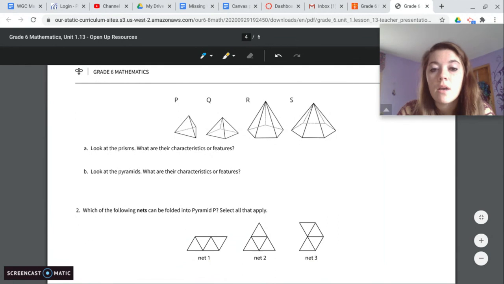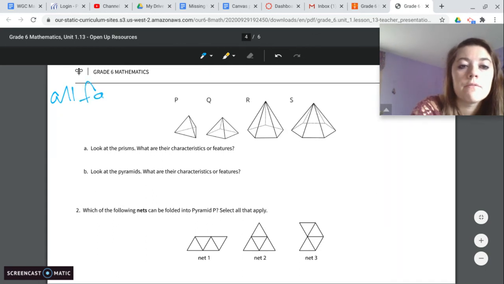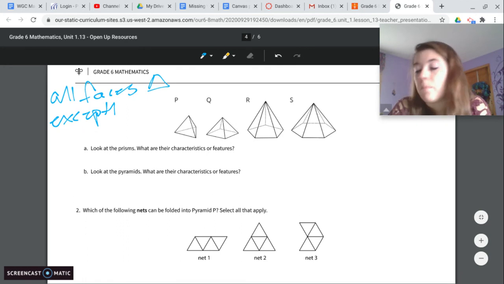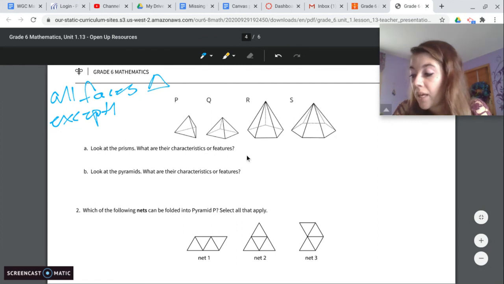Now the pyramids, what are their characteristic features? So all faces are a triangle except one. Now that is true in all but one of these. So this one, all of the faces are triangular. So that's a unique one. It's a triangular pyramid. That's why. But the rest of them, it's always going to be the case that one side may not be a triangle, but all the other faces will be.